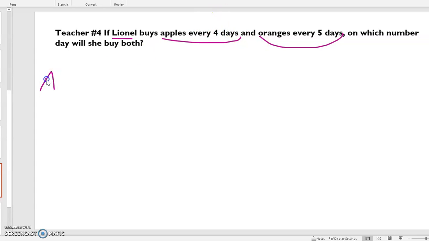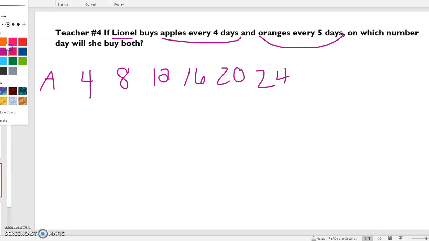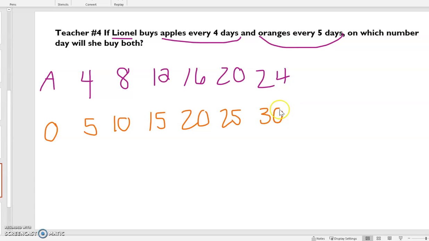So for apples, he buys every 4 days, so on day 4, on day 8, he buys them then again on day 12. So again, I notice this is 4 times 1, 4 times 2, 4 times 3, 4 times 4, 4 times 5. List out a few to begin, and then I'm going to repeat that step for oranges. Okay, so oranges happens every 5 days, so on day 5, on day 10, on day 15, on day 20, on day 25, and on day 30.